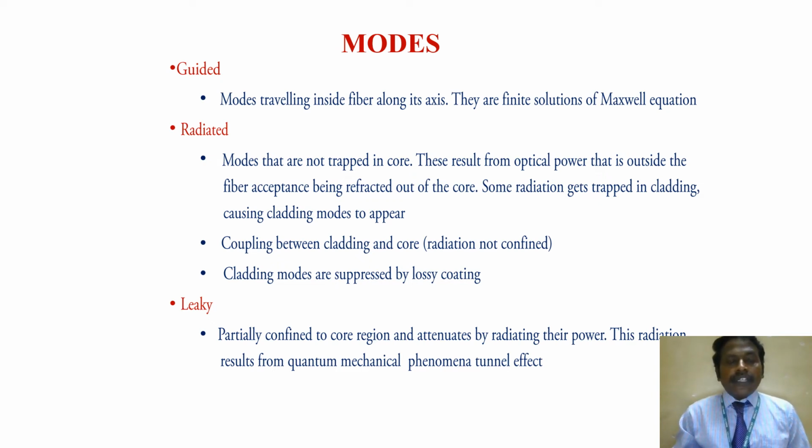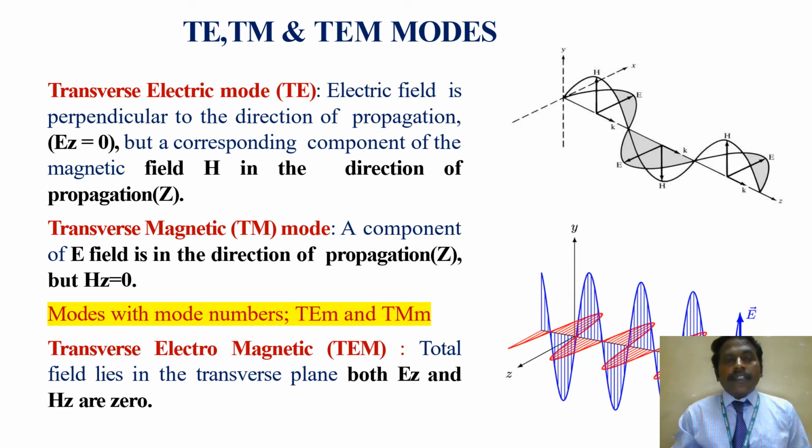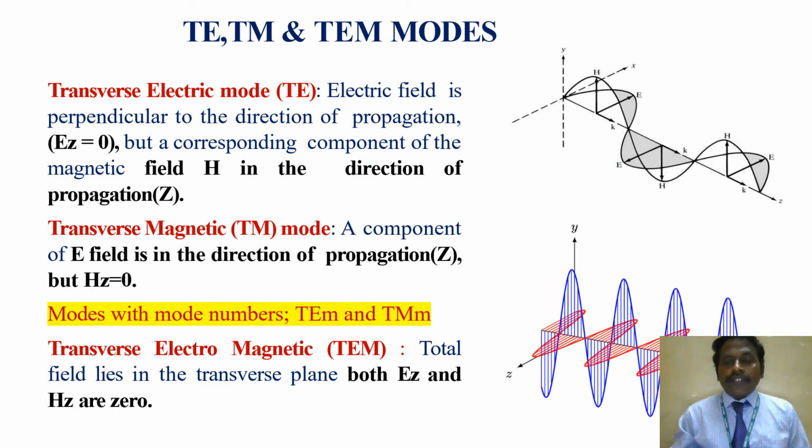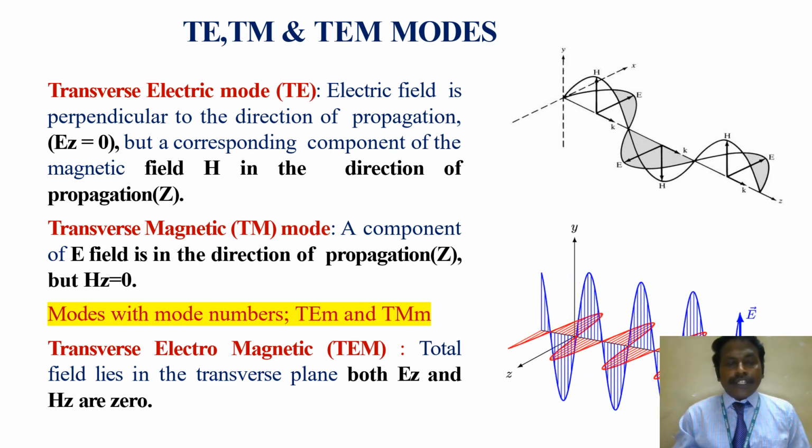So we have three different types of modes. One is the guided mode, the second is the radiated mode, and the third is the leaky mode. Then we are going to represent the TE, TM, and TEM modes. Look at the diagram showing the variation. The blue color represents the electric field and the red color represents the magnetic field variation.